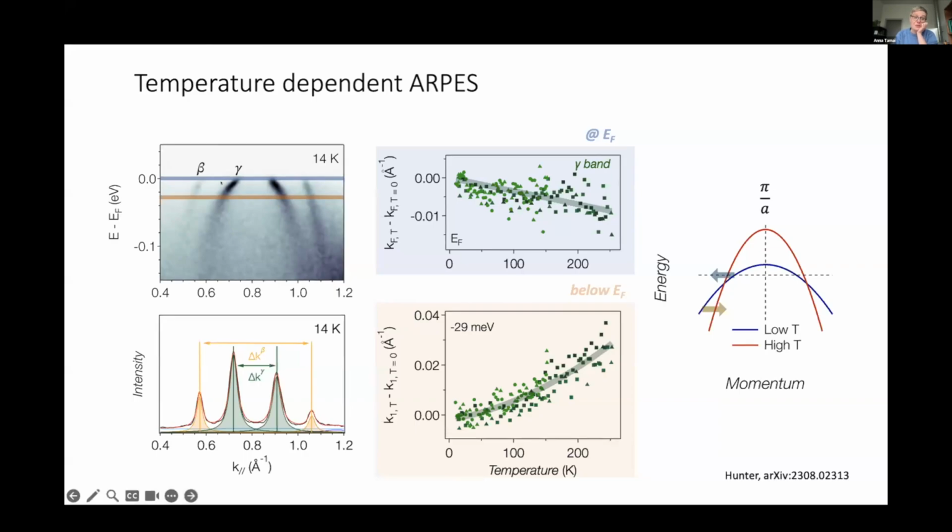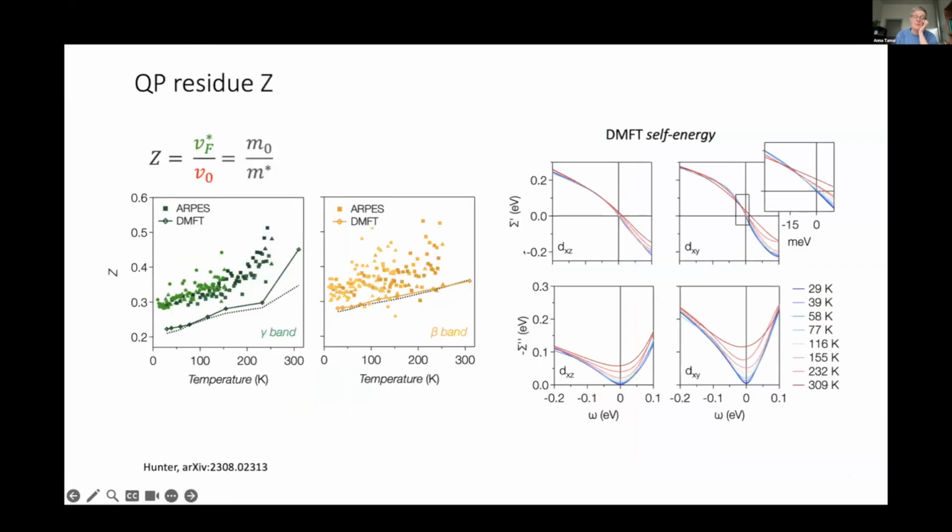We repeat the analysis for the beta and the gamma band and use this data set to evaluate the Fermi velocities, and we extracted Z. So what we observe from the analysis is that Z, extracted in this way from the mass enhancement, increases with temperature, both for the gamma and the beta band. And this analysis is done in what we call the band basis for the gamma and the beta.